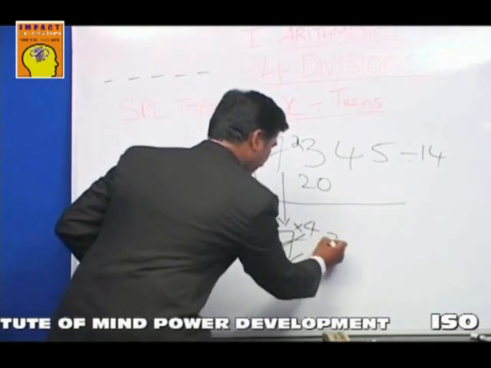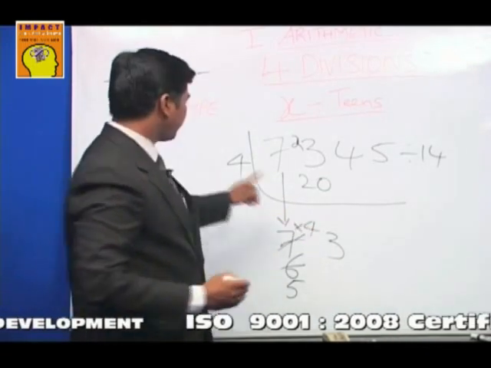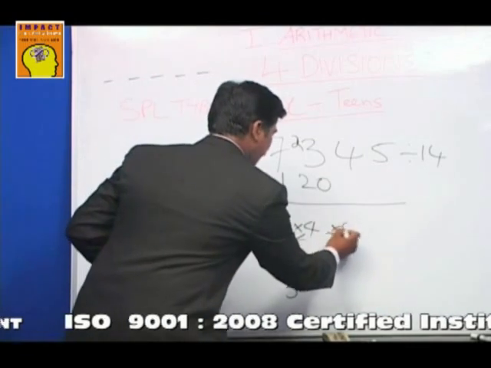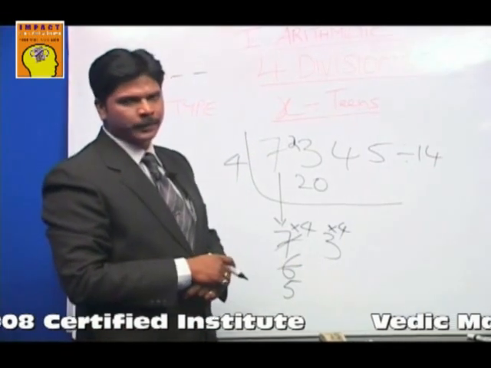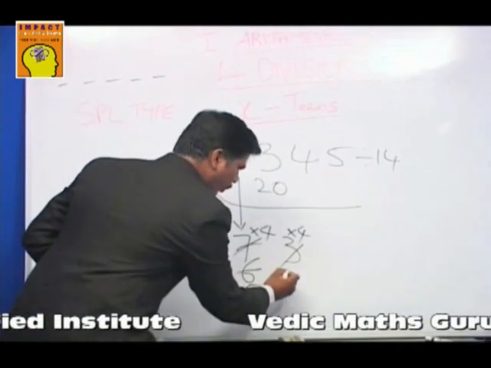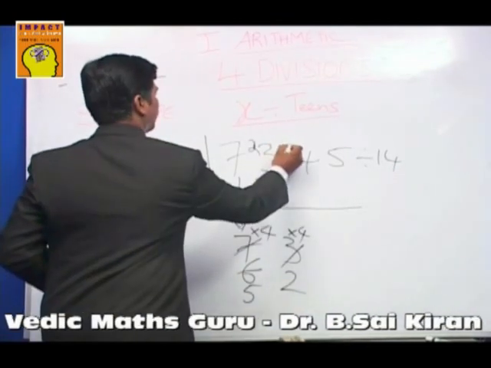So get down 3 there. Now the rule says whatever you have at the bottom, multiply the divisor. So 3 times 4 is 12. Now tell me, from 4 can I subtract 12? No, that's not possible. In that case, reduce 3 by 1. So 3 becomes 2 and give 1 up there, it becomes 14.